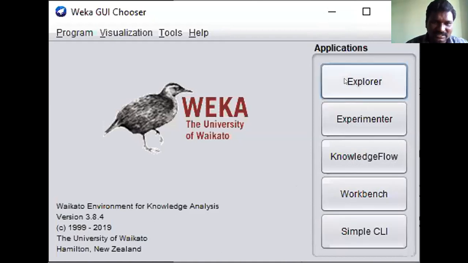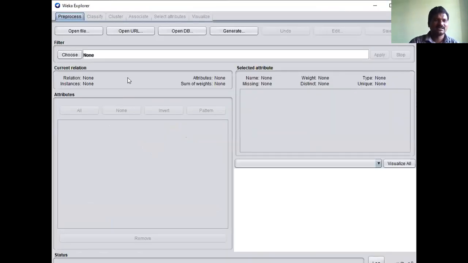Here I'm taking the Explorer. Click on Explorer. If you click on Explorer, then it displays the information like this. It displays the table data like this. Here it consists of the preprocess tab, classify tab, cluster tab, and then associate tab, and then select attributes. That means all operations are performed using the WEKA tool.